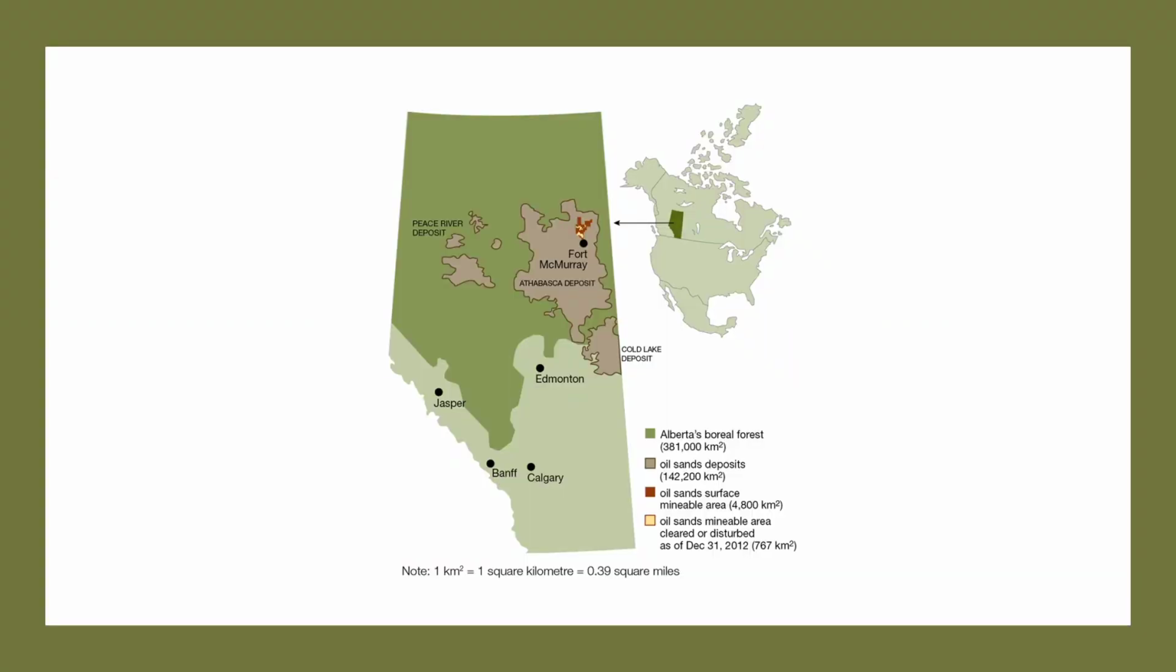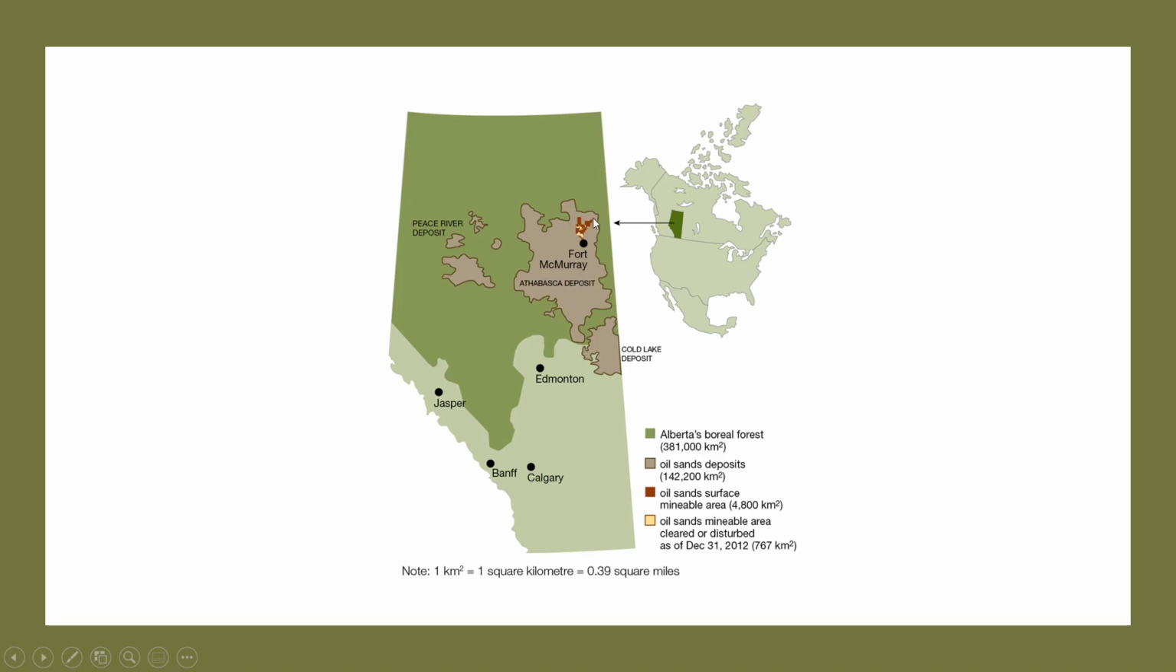Now this is Alberta's boreal forest. So this is Alberta, the boreal forest here. You can see the oil sand deposits. This is why we talk about tar sands and oil sands in Canada. There's a lot of it.